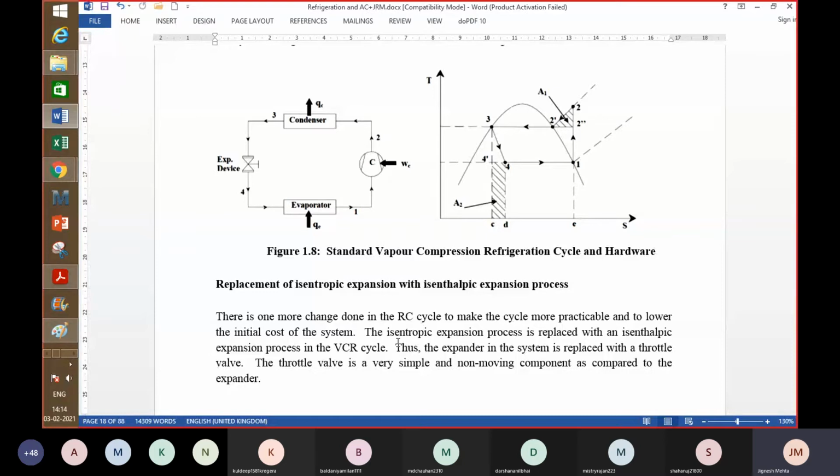So you can, I think, recall the throttling process from thermodynamics. The throttling process is an isenthalpic process, right? The steady flow energy equation becomes very, very simple. H1 is equal to H2. In this case, H3 is equal to H4, right? Because all other energy-related components in that equation are almost not changing. Thus, the expander in the system is replaced with a throttle valve. A throttle valve is a very simple and non-moving component as compared to the expander, right?